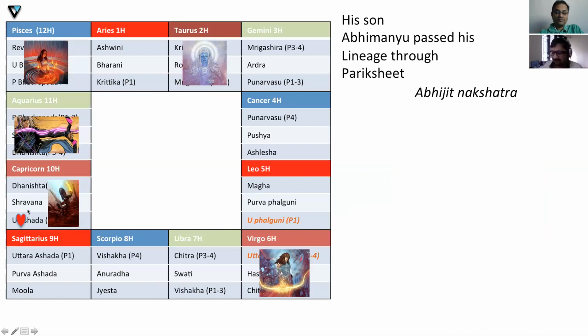But then the natural question is, how did Abhimanyu become invincible? Abhijit Nakshatra is associated with invincibility. Abhimanyu's son is Parikshit, and Abhimanyu was the only person who allowed his lineage to be continued. So in that sense, Abhimanyu was literally the invincible Pandava of the group, not the Pandava, but the child of a Pandava. Now let's bring in your point, Dr. Pai, your point about Leo. Why don't you explain it once again for the viewers?